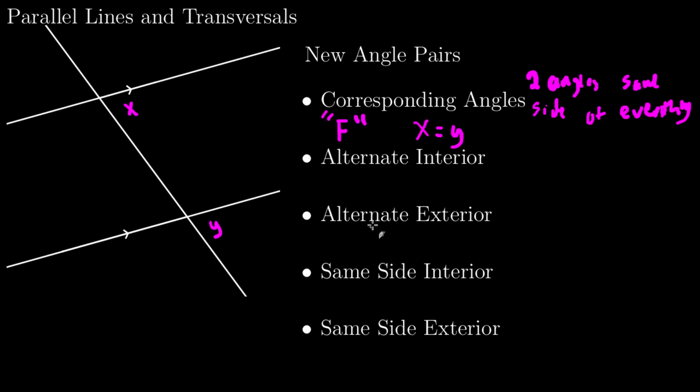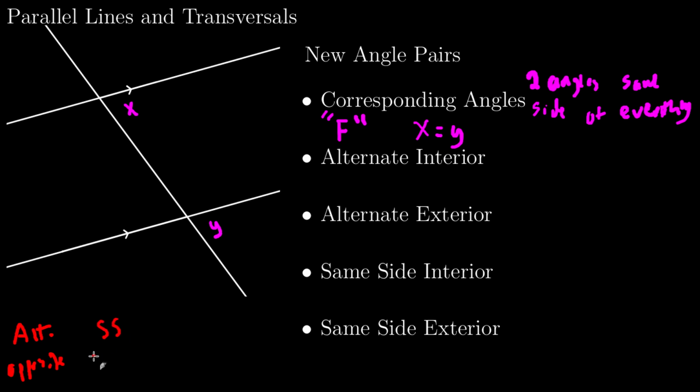Now, the next four actually use sort of four terms. So let me deal with these terms. So alternate or same side. So alternate is sort of opposite.